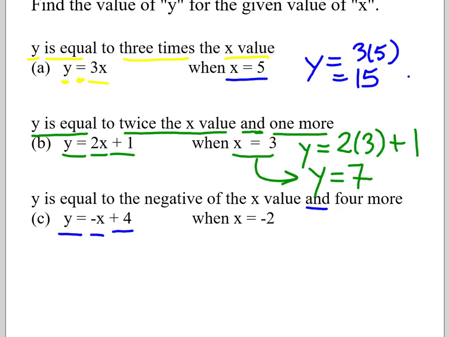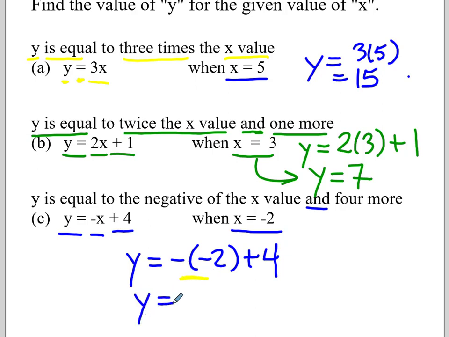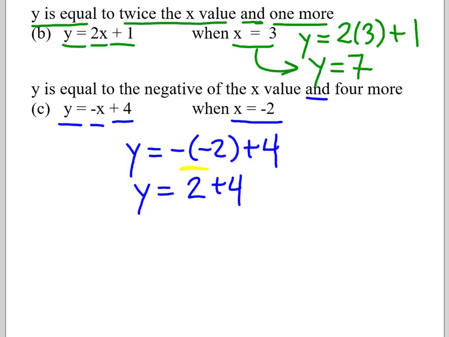So if we substitute in when x equals -2, it looks like this. And now we have to be very careful. We have these two negatives together. Okay, and we know that's something we have to be very mindful of. So that becomes +2 plus 4, and then y would equal 6. Okay, so that's just an intro to some of what we're going to be doing. Don't panic if that was a little tricky.